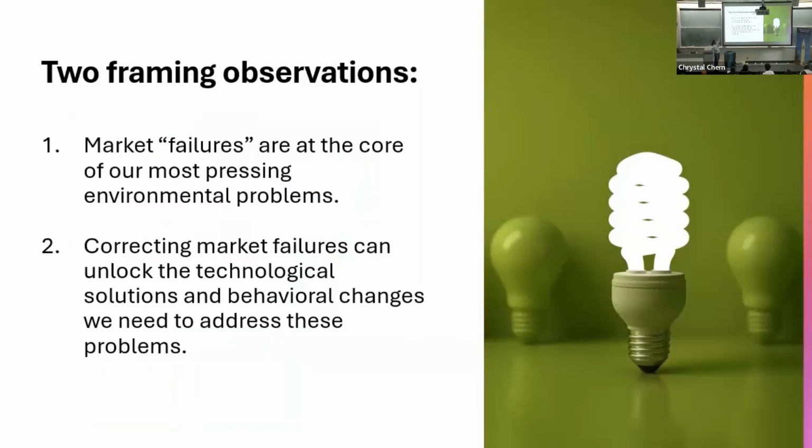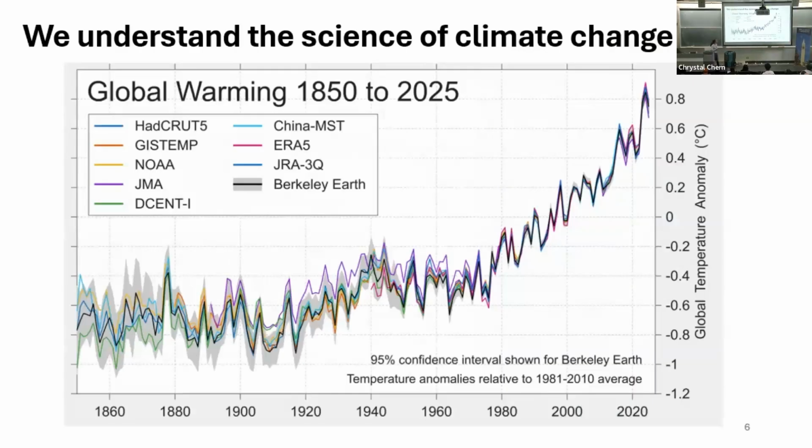Two, it highlights two key observations that get environmental economists really excited. One is that at the core of many of our environmental problems is a market failure. And two, if we can identify the market failure and correct it, you can really unlock a lot of the technologies and behavioral changes we already know we need to deploy. We just can't figure out how to get them out there in the world.